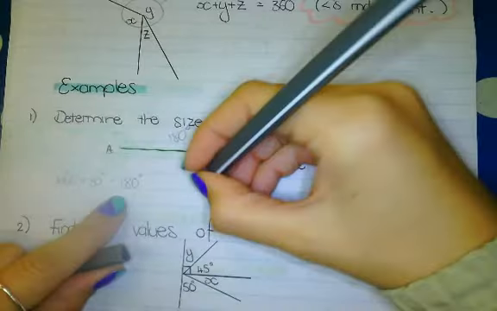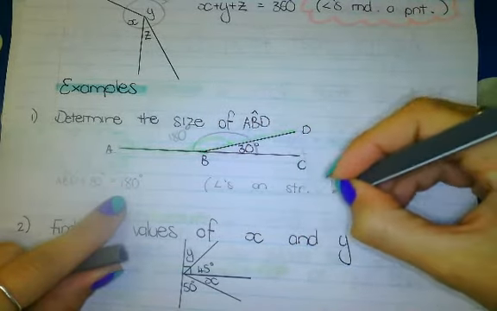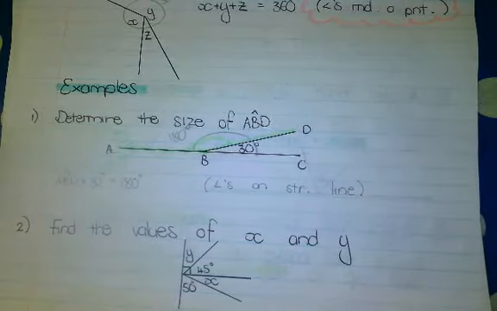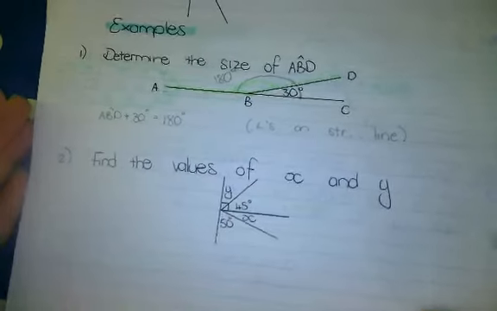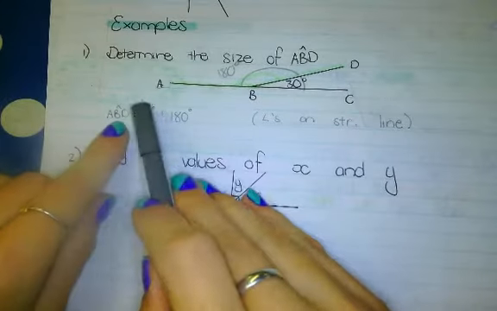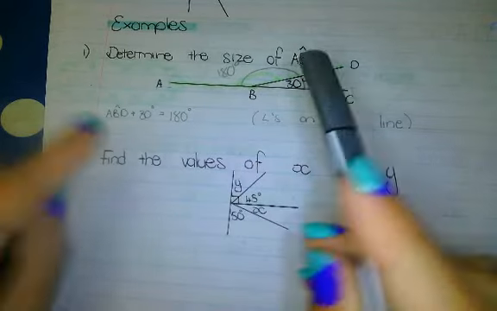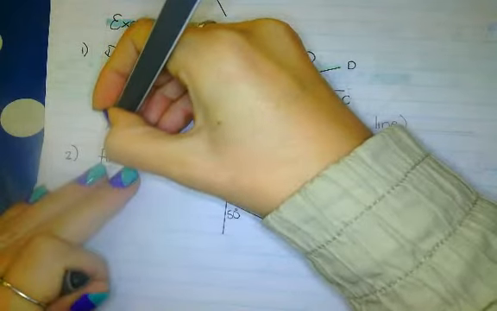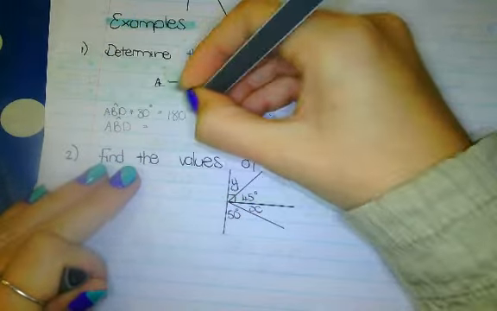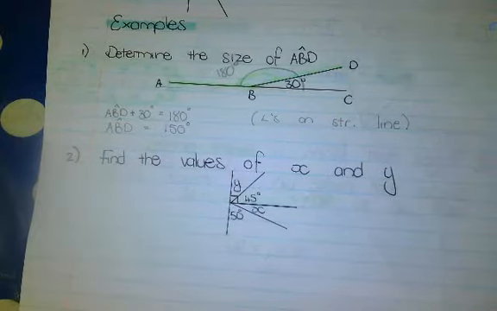And our reason: angles on a straight line. And now we solve for ABD. This is a nice easy equation. We hop our 30 over and subtract it, or additive inverse if you learned it that way. Subtract 30 from both sides, and we'll get as our final answer ABD equals 180 minus 30, which is 150 degrees. And that's it. That is your answer.